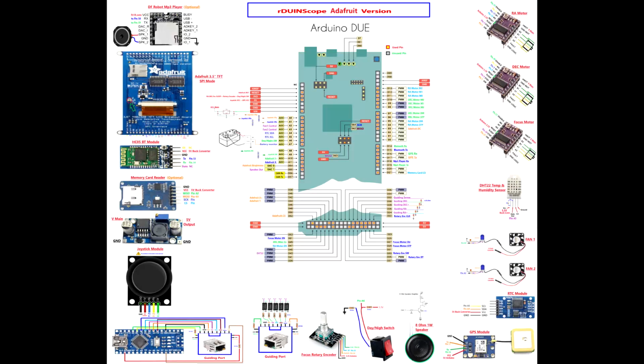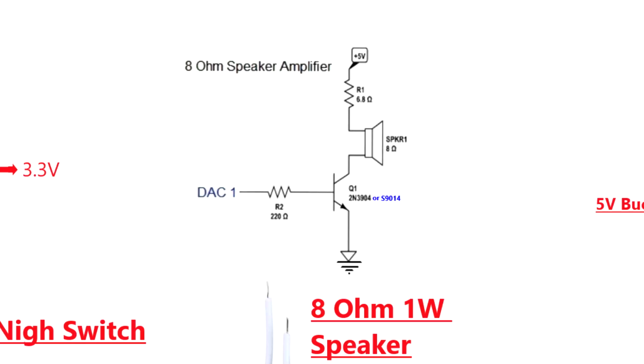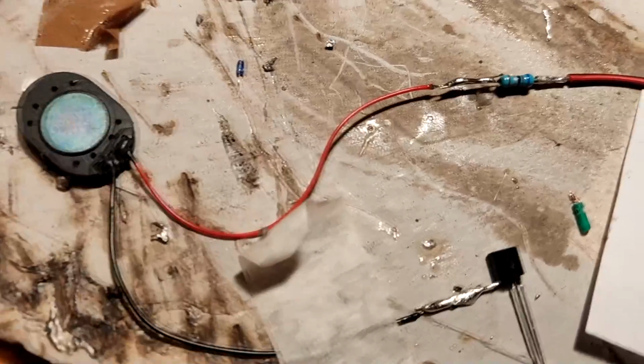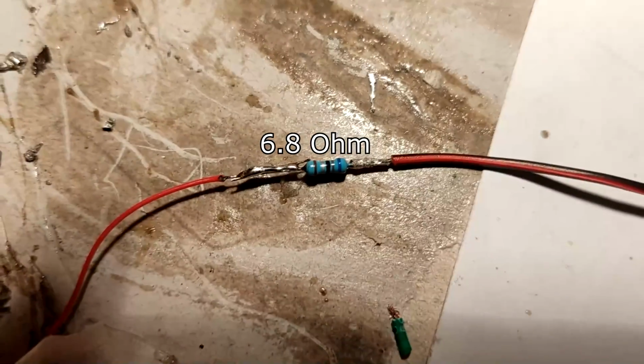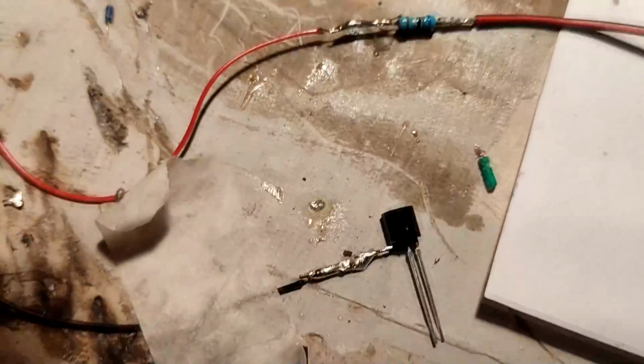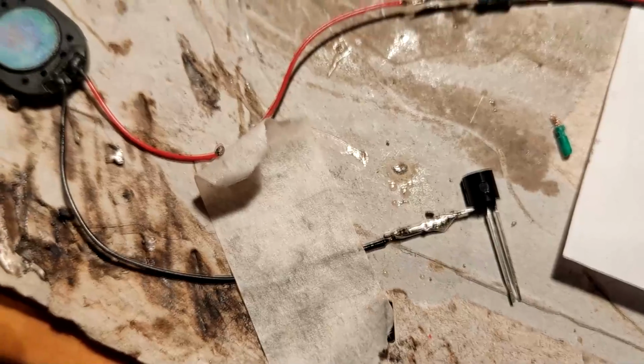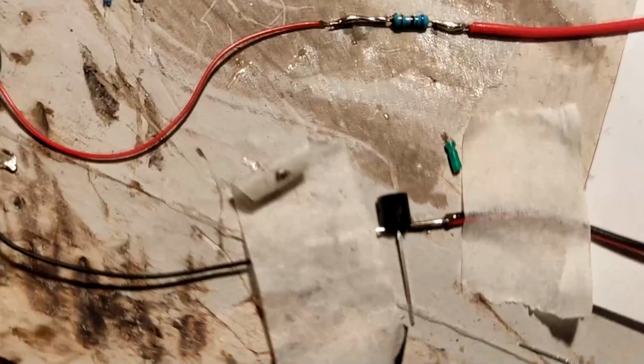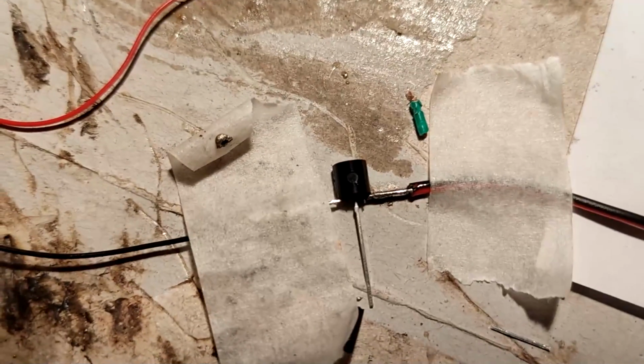Let's take a look now to the wiring of the speaker. We're gonna need for that some resistances and a transistor. I soldered the red wire of the speaker to a 6.8 ohm resistor on the collector of this transistor, you have the reference here, to the ground. Here I soldered a black wire to the emitter of the transistor.